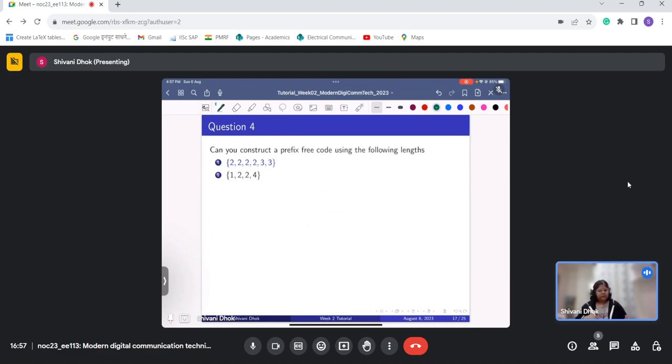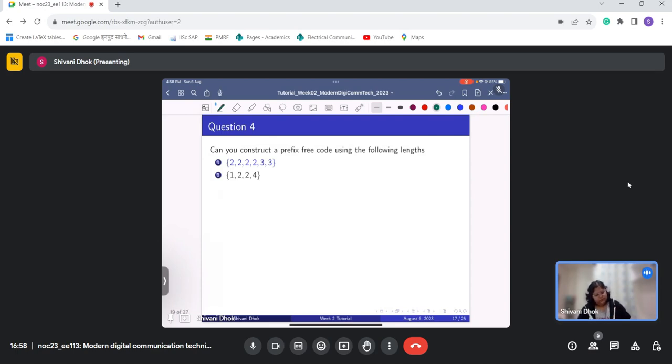So what we have been asked here is, can you construct a prefix-free code using the following lengths? If I have been given a set of lengths and we need to check whether a prefix-free code exists or not, the only way to do it is to use the Kraft inequality. We don't care how to construct the code, how that code will look, how to arrange the bits, or how to associate that code word to one particular symbol. Nothing we have to look at. We just have to comment whether a particular code can be constructed using the given set of lengths.